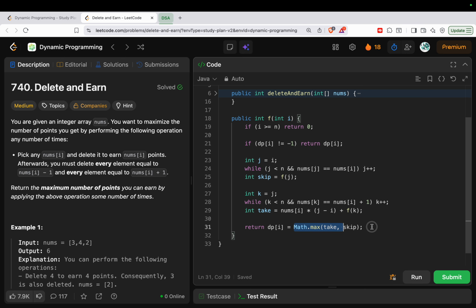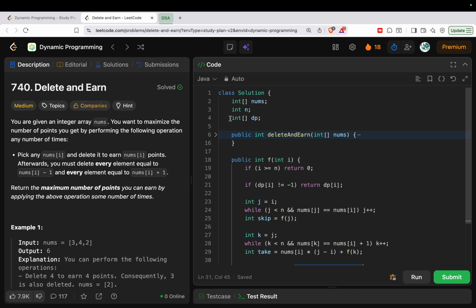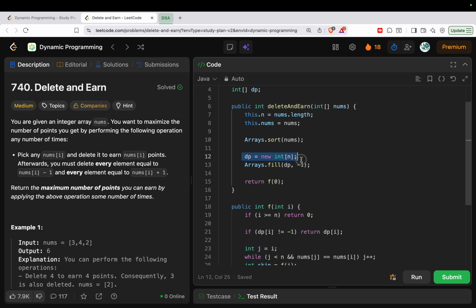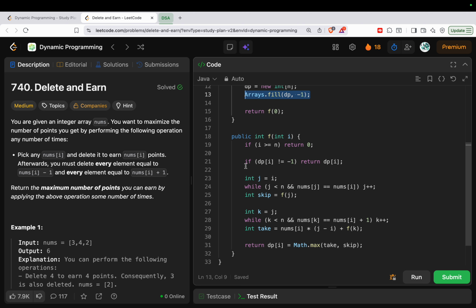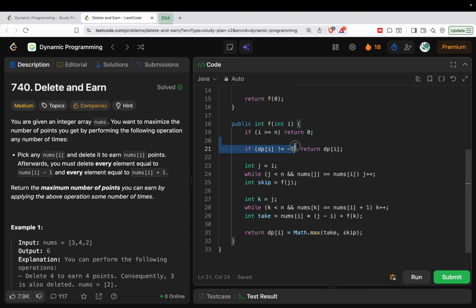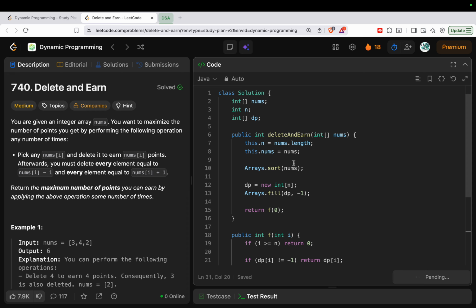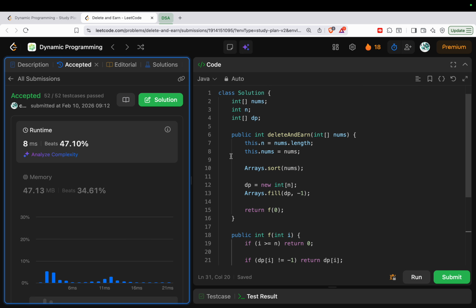As I mentioned, this problem will have certain repeated states, so we have to implement DP. I defined a global DP array at the class level, and then instantiated it with size n and populated it with -1, stating that the answer to the particular state is not calculated yet. If the answer to the state is already calculated, I return it, or else I compute the answer and store it. So let's try to submit this problem. You will notice that all the test cases pass and it is a pretty efficient solution.